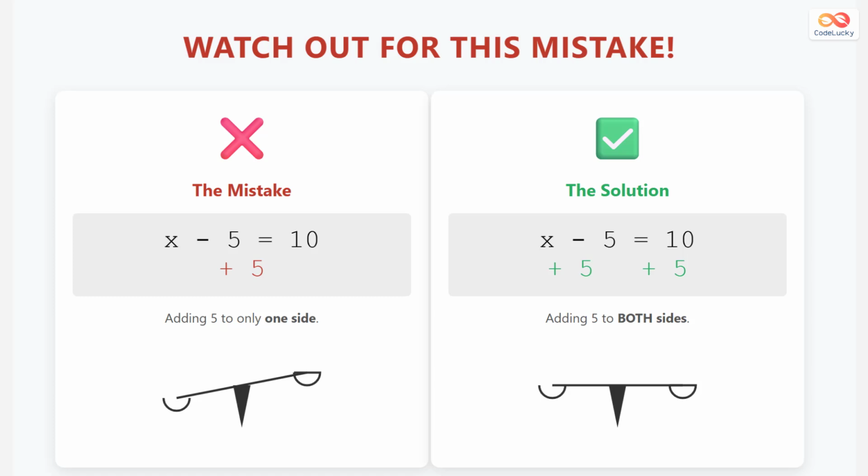Here is the most common mistake beginners make. They see the minus 5 and want to add 5, which is correct, but they only add it to the side with the variable. They forget the other side. Remember, if you add 5 to the left, you absolutely must add 5 to the right. Always keep it fair.